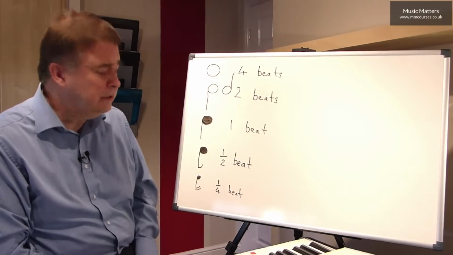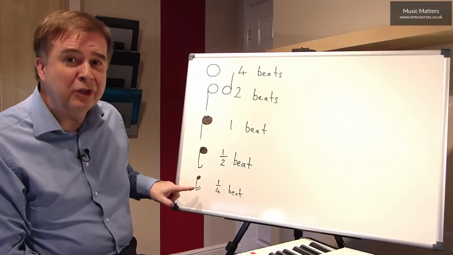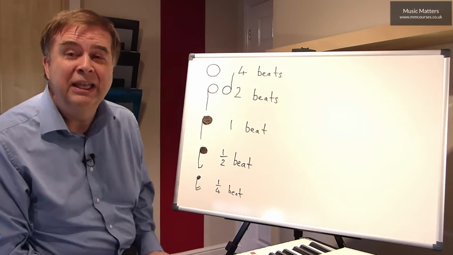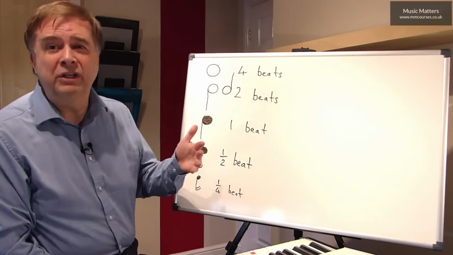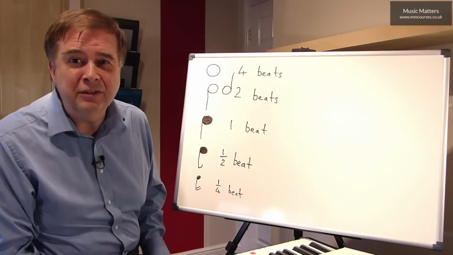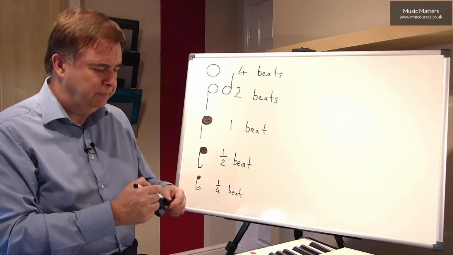But I'll just let you into a little secret. If you put an extra hook on the bottom of that, so we have three hooks, it will be an eighth of a beat. If you put another hook on again, it would be a sixteenth of a beat. And so we go on.